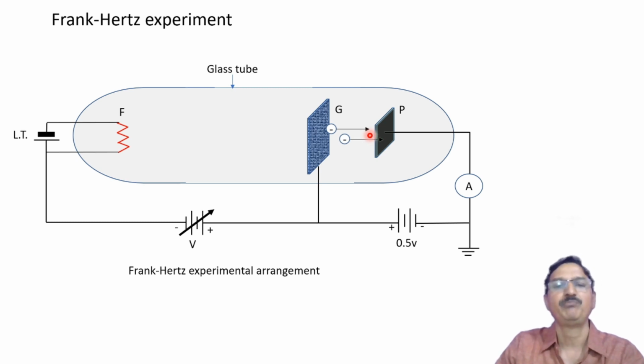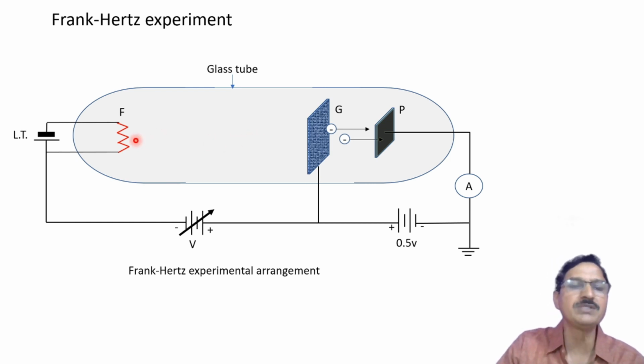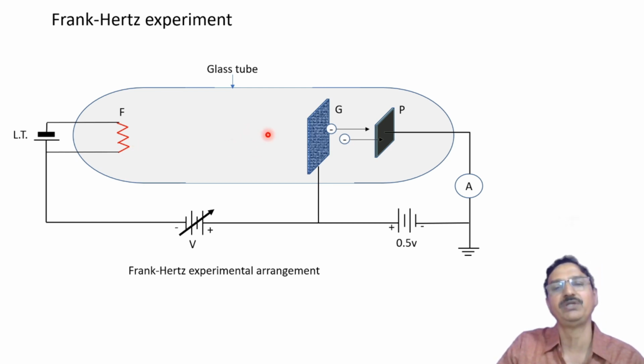up to the voltage 4.9 volt. It means when the voltage is between 0 to 4.9 volt, the collision between the electrons emitted from this filament and the mercury atoms is of the elastic type, and therefore they can reach the plate, and hence the current goes on continuously increasing. Then the second fact, we have seen that at the voltage exactly 4.9 volt.